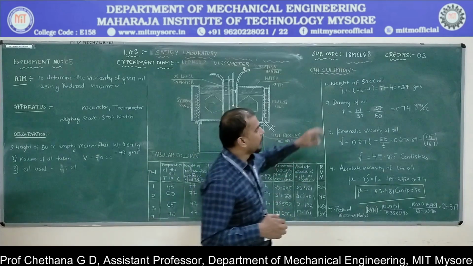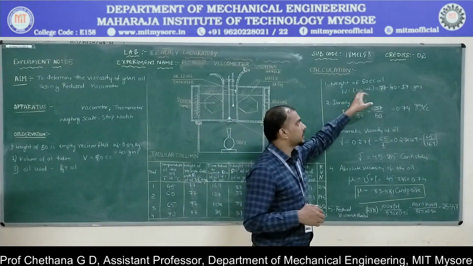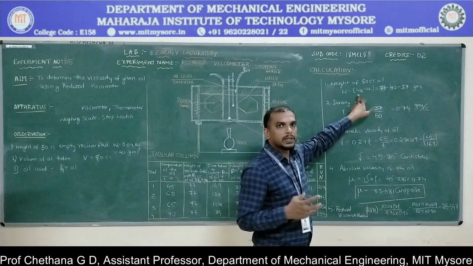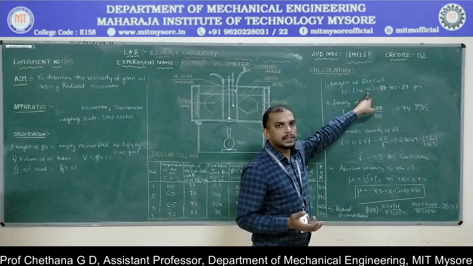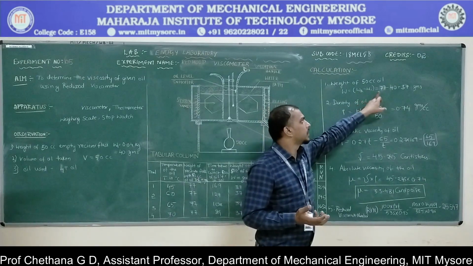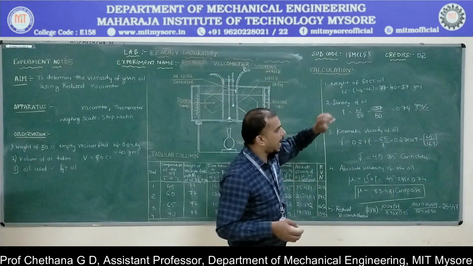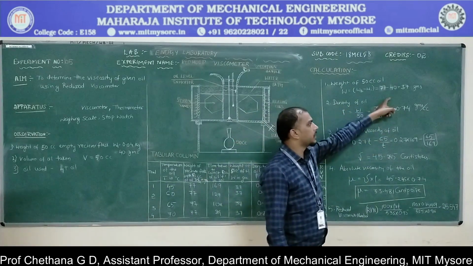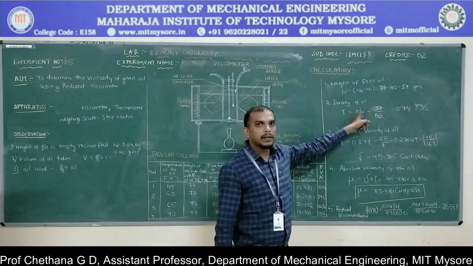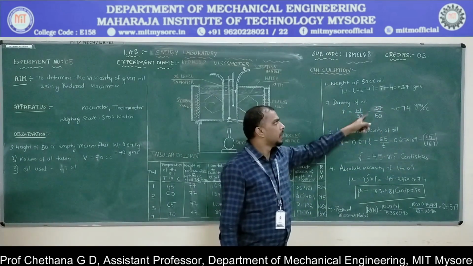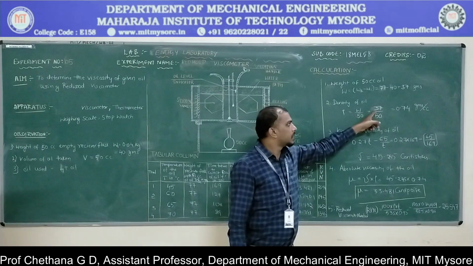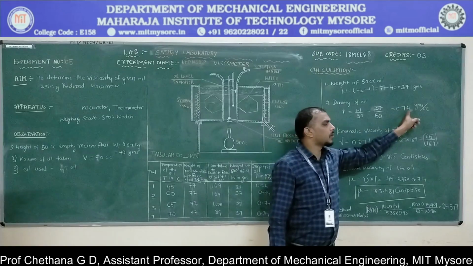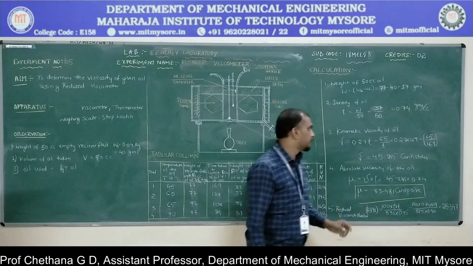Viscometer number. Weight of 50 cc oil, as we said, this is the weight of the 50 cc oil with the oil cup. This is the weight of the empty cup. Then we have the weight of the actual oil collected in the receiving flask, that is 37 grams. Then density of oil, mass by volume. Mass which we have taken here is 37 and 50 cc. So 0.74 grams per cc.